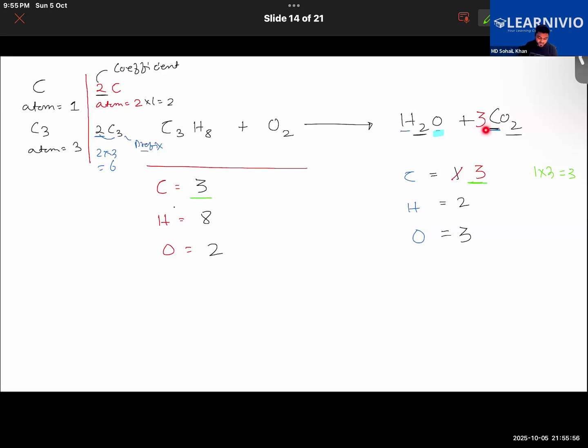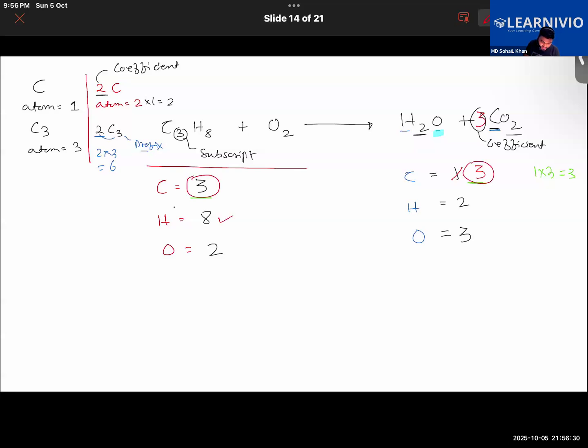Just as this subscript, like this three here, that is a subscript. This three here is the coefficient. If a number is written in front, that is the coefficient. There is one more method, which is the crisscross method. We can follow that also. So carbon has been balanced: three here, three here.